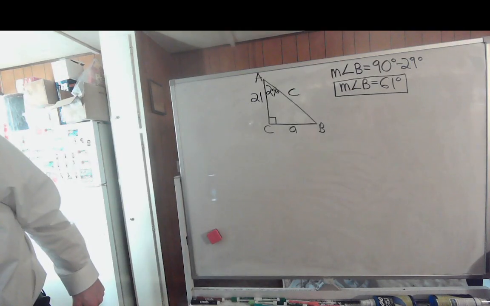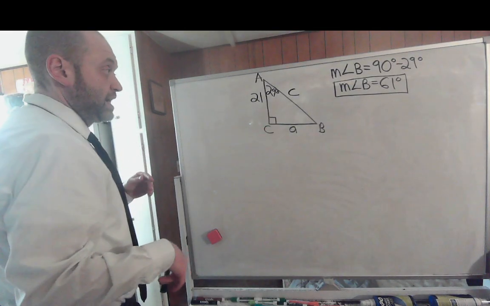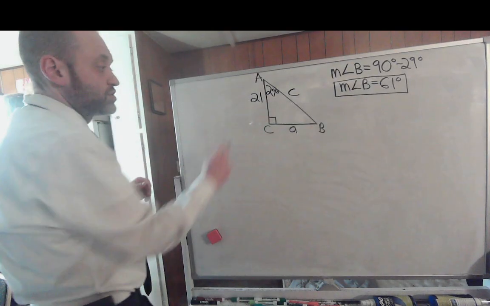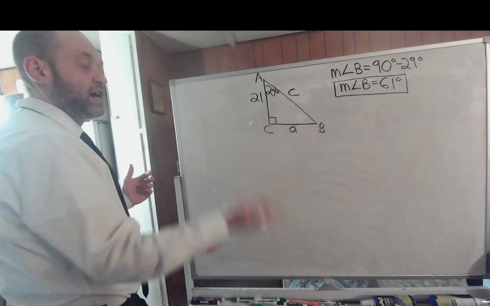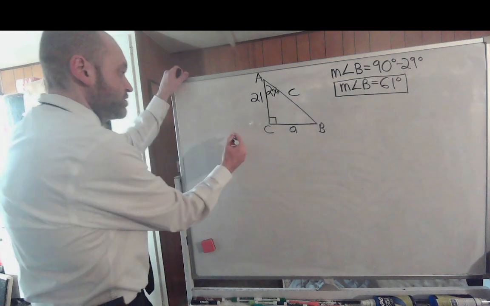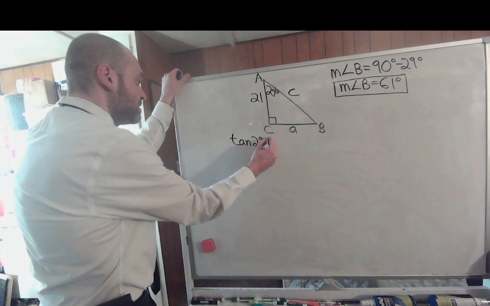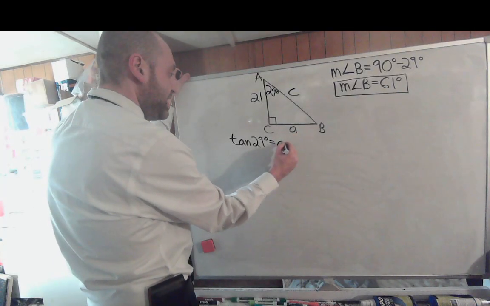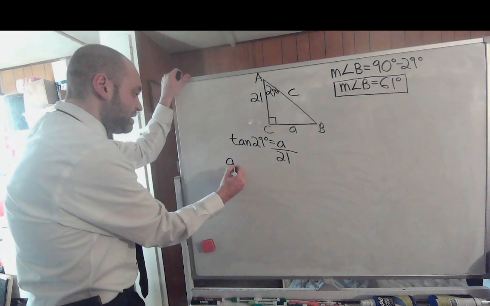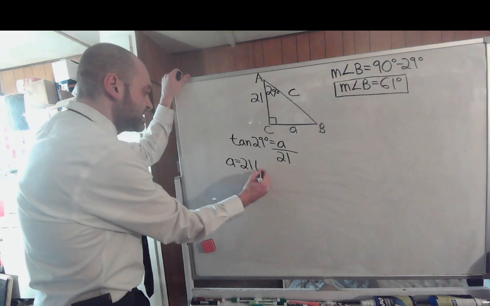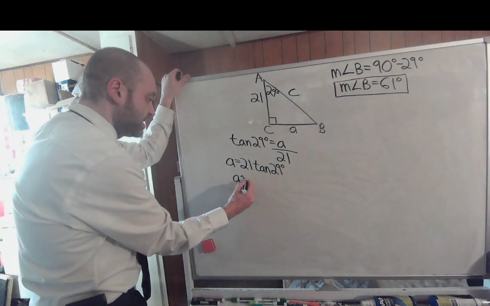All right. Now, let's go for side A. So you know the adjacent side, 21, but you don't know the opposite side, side A. Is there a relationship between opposite over adjacent? That's the tangent function, right? So if we take the tangent of 29 degrees, that would be equal to the opposite side of A over your adjacent side of 21. So that means A would equal 21 times the tangent of 29 degrees, which now we can get a 2 decimal place approximation.